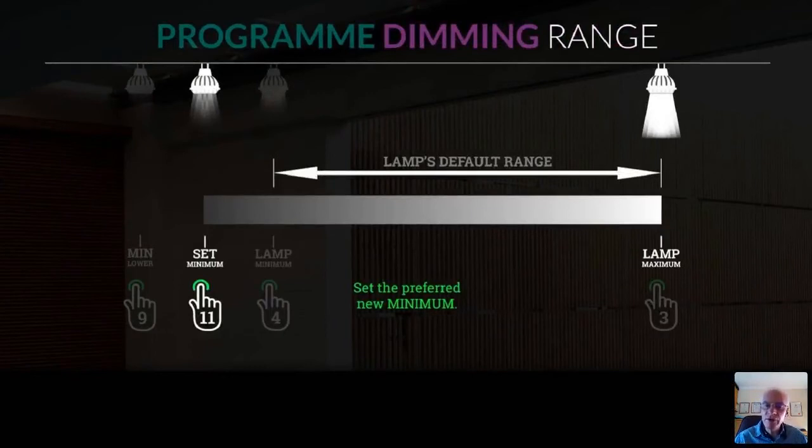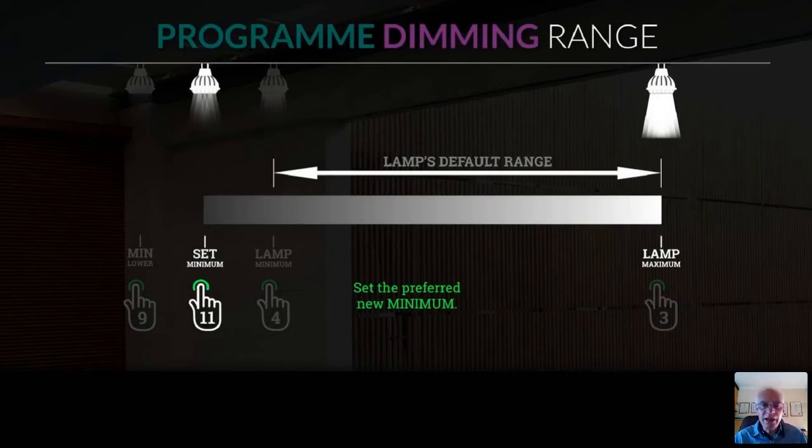Now, with the Shuttle dimmers, it's very easy. You dim down to the intensity, or you dim up to the intensity where you don't get the flicker in the lamp, or where the lamp turns off prematurely, where the lamp turns on. And then you simply press the button 11 times and your minimum intensity is set.